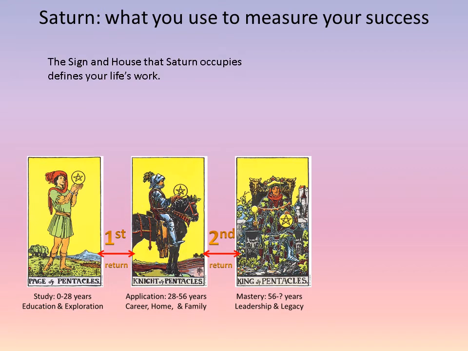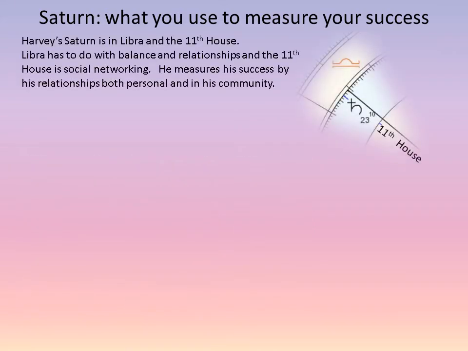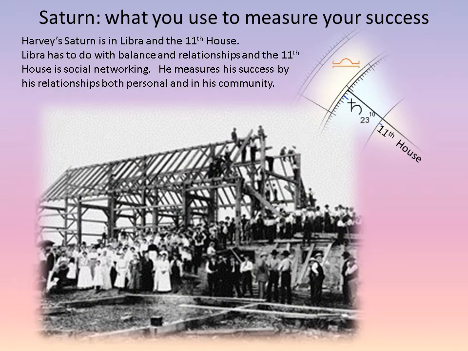So the sign and house that Saturn occupies defines your life's work. It defines what you learn, what you're supposed to develop, what skills in the first section. In the middle section, the work you're supposed to do in the world. And in the third section, what you're going to pass down, what knowledge, what wisdom you've obtained. So in Harvey's case, Harvey's Saturn is in Libra in the 11th house. Libra has to do with balance and relationships, and the 11th house is social networking. So he measures his success by his relationships, both personal and in his community.